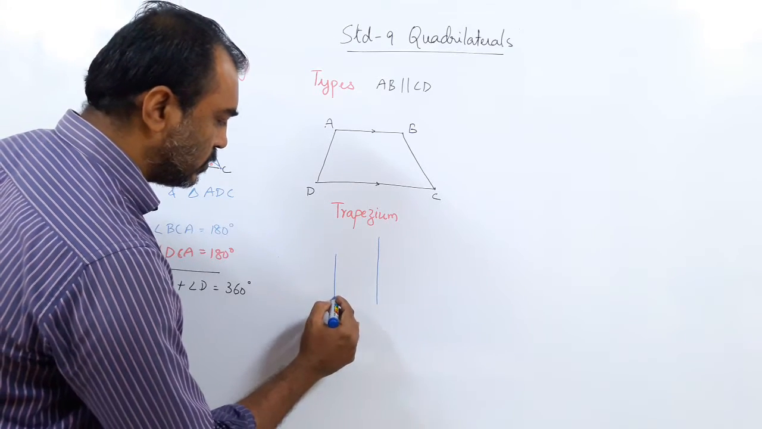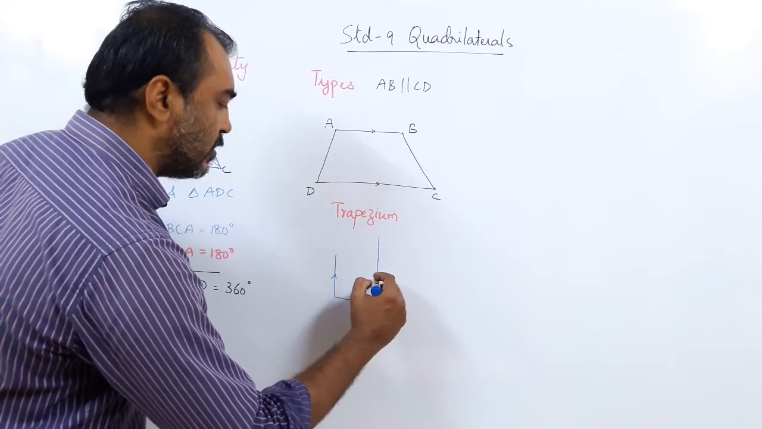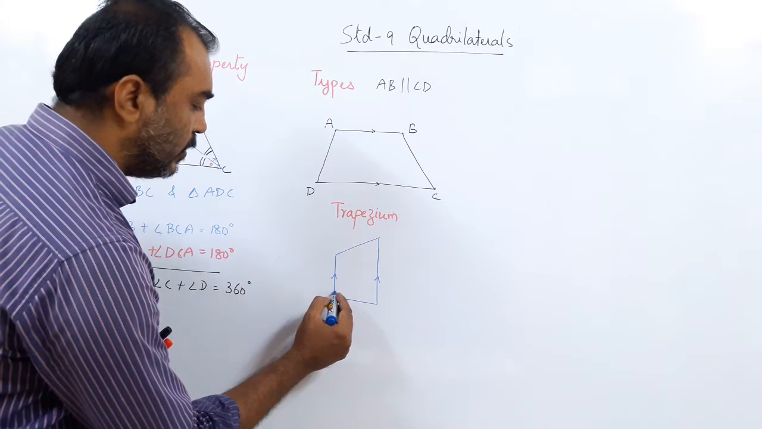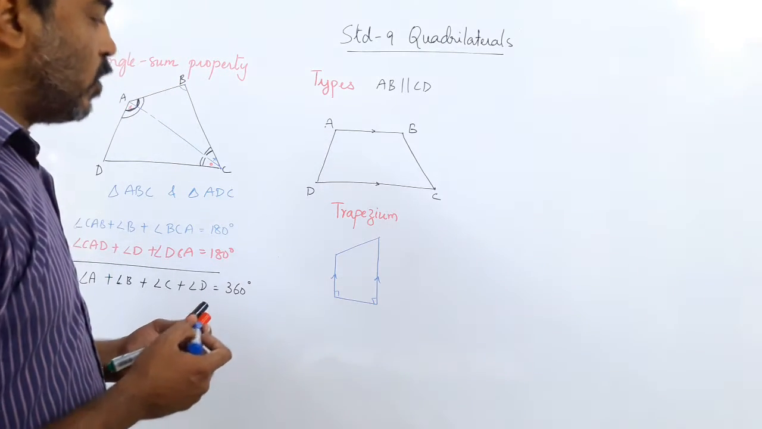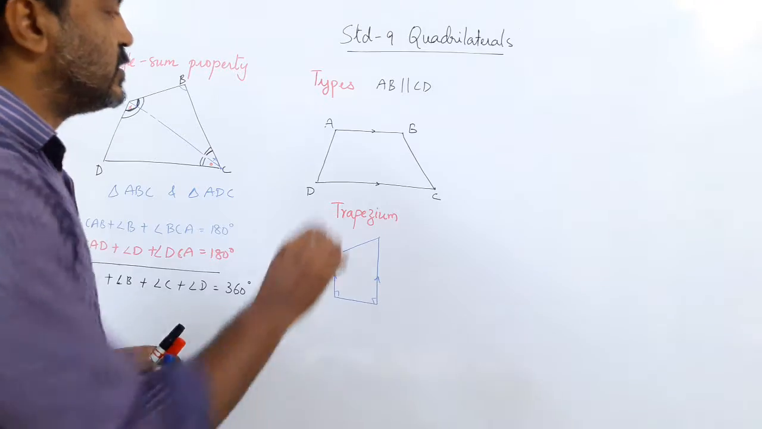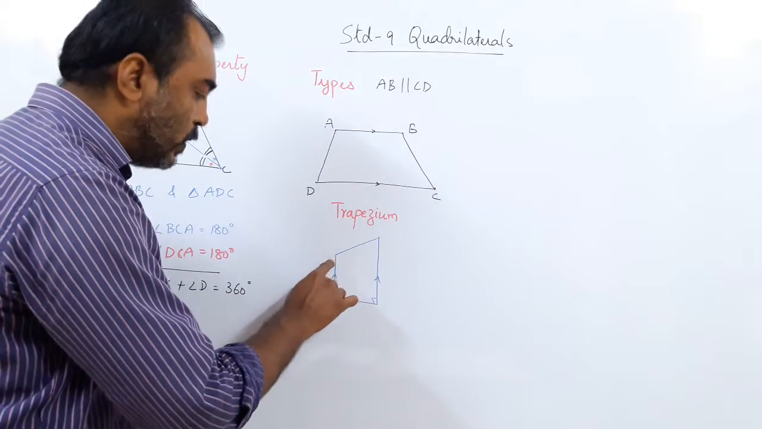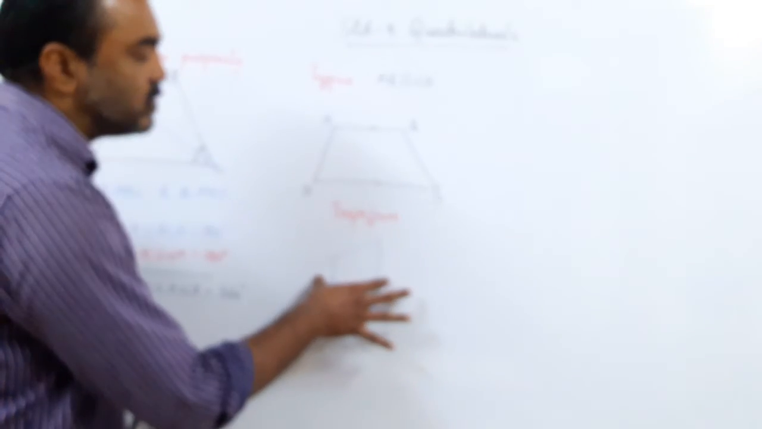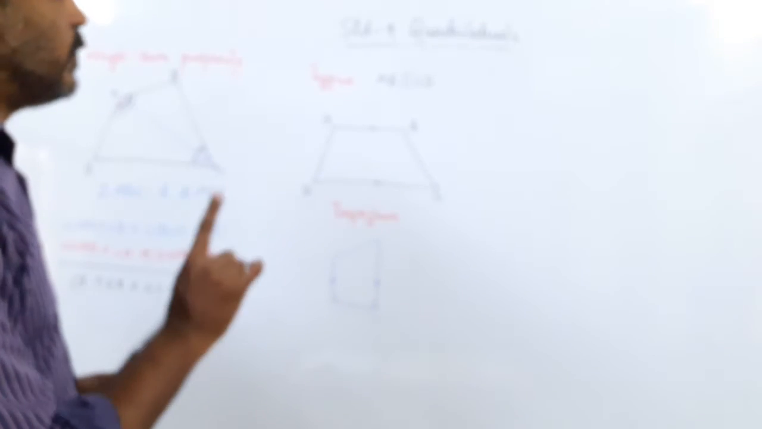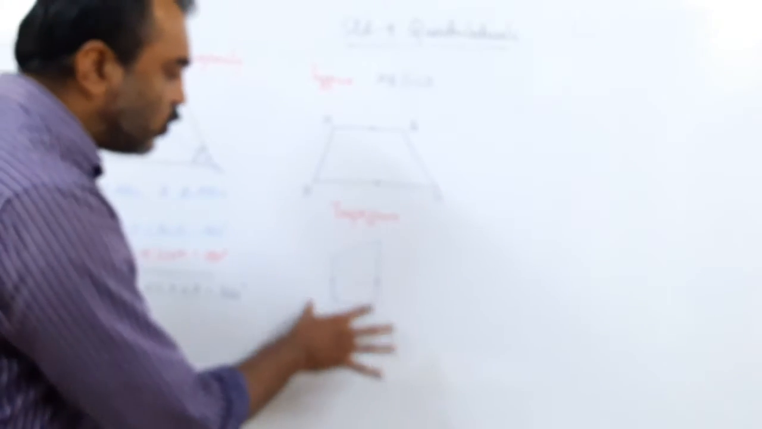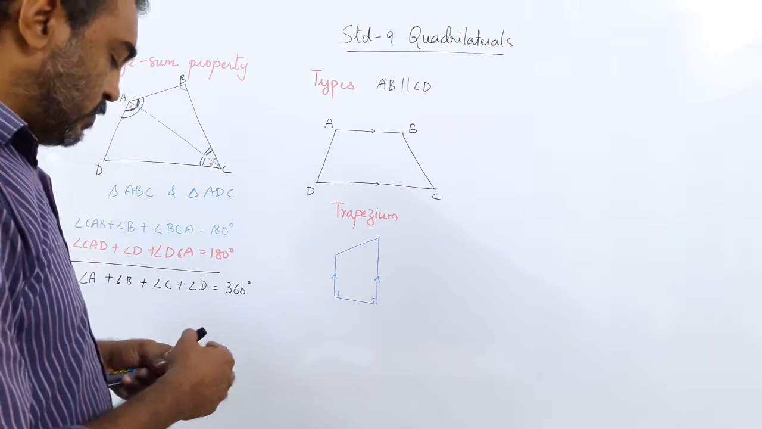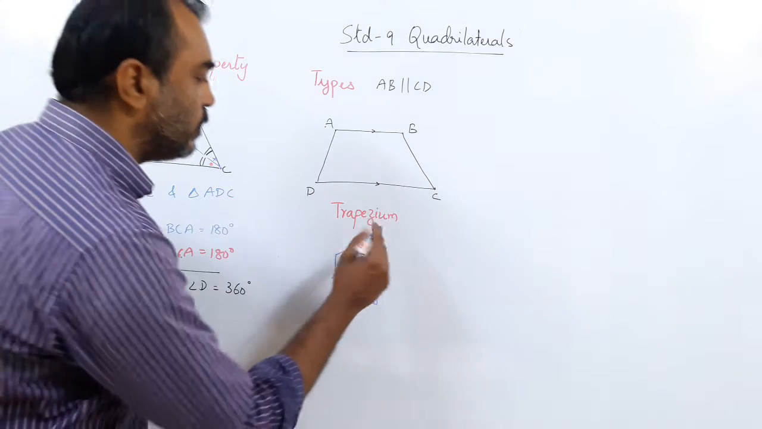Let me draw it like this. This side and this side are parallel. So this is also a trapezium. Okay, this has a 90 degree angle, not an issue. That is not to be seen. What we have to see, the basic necessary condition, is that one pair of opposite sides should be parallel. So here these 2 sides are parallel. There are 4 sides out of which one pair of opposite sides is parallel. Here also there are 4 sides out of which one pair of opposite sides is parallel. So these are trapeziums.